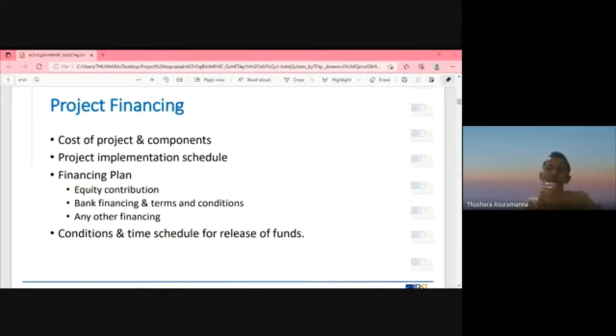And there's a timeline also. First quarter, second quarter, third quarter. So this is our financing plan, disbursement plans. So based on that, the client has to agree and do the financing and do the project construction.